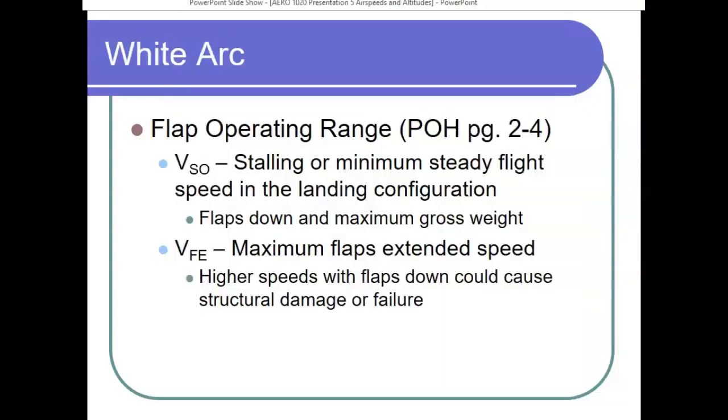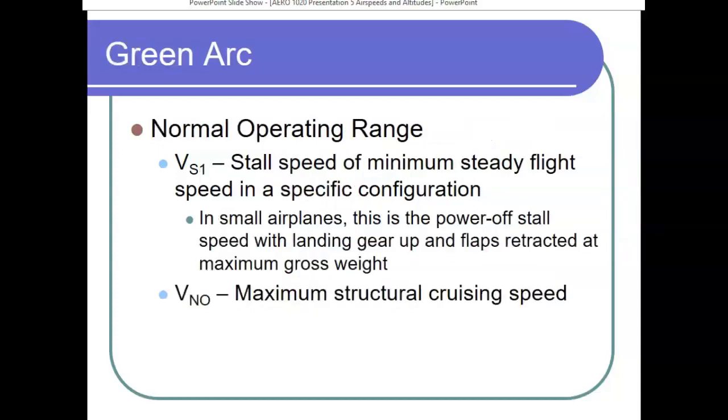So again, the flap operating range is the white arc. At the bottom of the white arc is VSO. At the top of the white arc is VFE. The green arc is the normal operating range. At the bottom of the green arc is VS1, stall speed in the clean configuration. At the top, at the highest airspeed on the green arc, is VNO, maximum structural cruising speed.